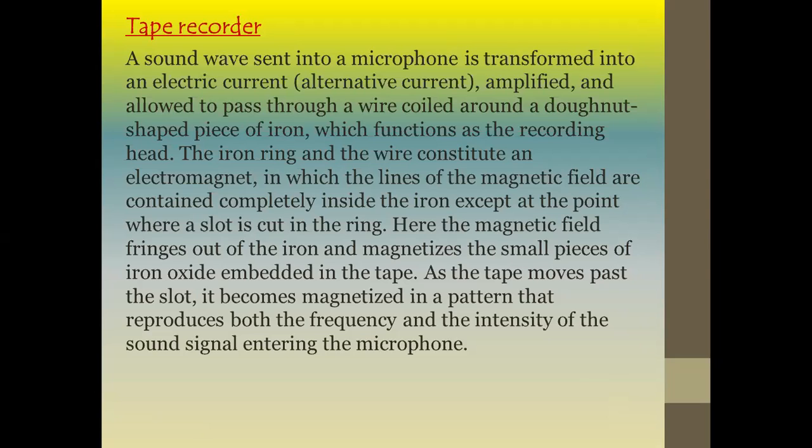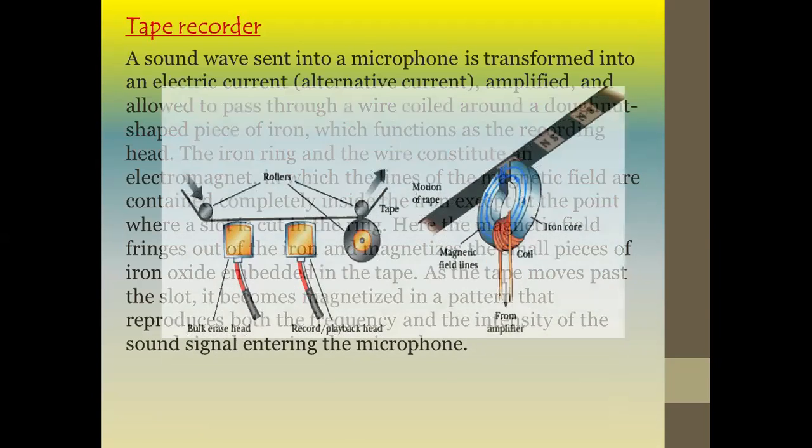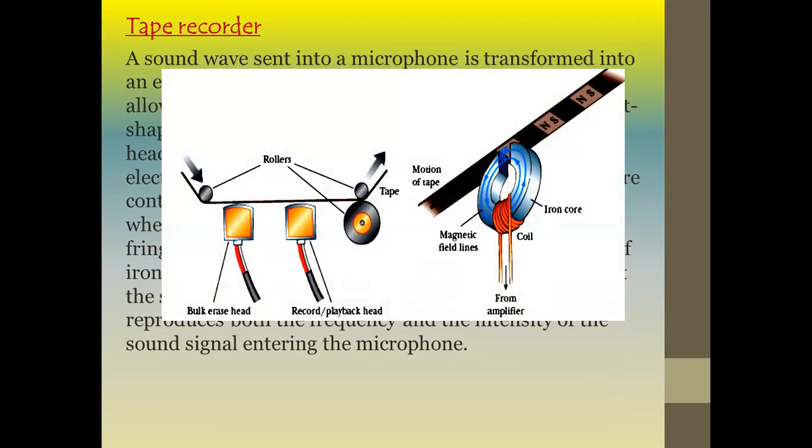Here the magnetic field fringes out of the iron and magnetizes the small pieces of iron oxide embedded in the tape. As the tape moves past the slot, it becomes magnetized in a pattern that reproduces both the frequency and the intensity of the sound signals entering the microphone. This is shown with the help of a diagram. You can see the recording head over here, this coil is working and the current is passing through it, and the recording tape is recording.